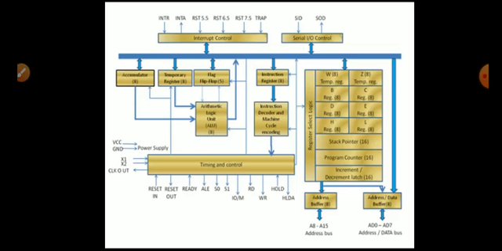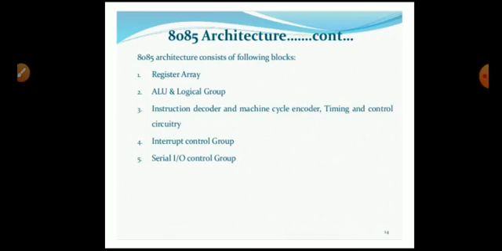Basically, this architecture is categorized into different units, and those units are nothing but the register array, ALU group, instruction decoder and machine cycle encoder, timing and control circuitry, interrupt control unit, and the next one is the serial IO control group.